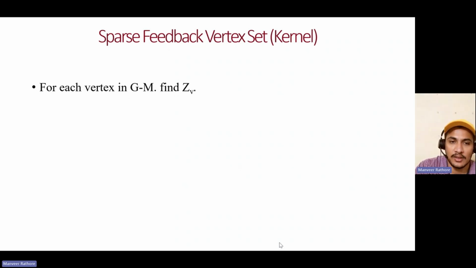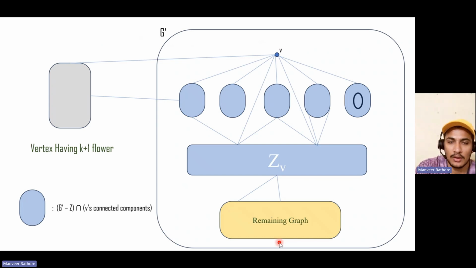Now for each vertex in G minus M, we find ZV. Our graph looks something like this for a vertex v. This capsule shape is what we call a component. A component is a portion of the graph that is connected directly to v and is not in ZV. Now we see this red cycle. We find k plus 1 such components that have this red cycle. If there are k plus 1 or more such components, then we say this is a no instance. Because each of these components is disjoint, if there are k plus 1 or more disjoint cycles, then it is a no instance of FVS, hence also a no instance of CFVS.